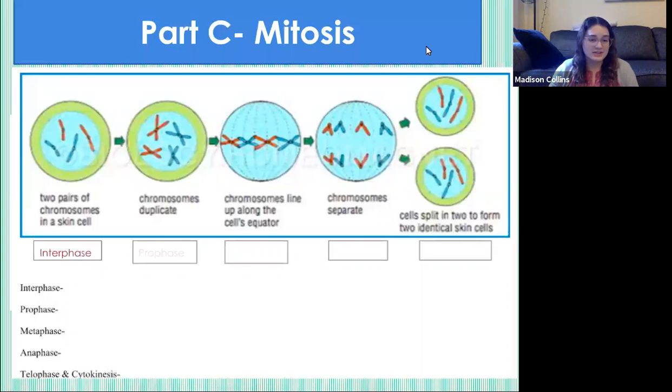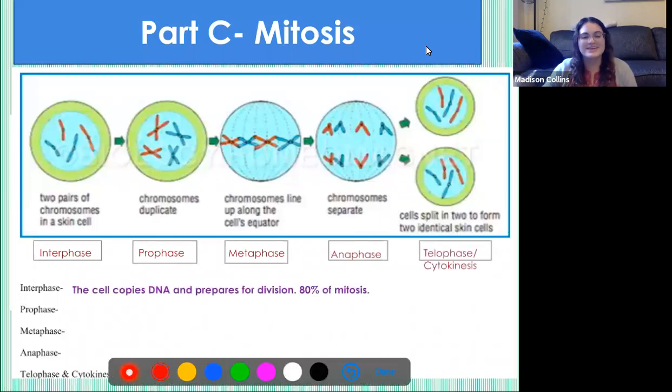So this very first step of mitosis is something called interphase. And during interphase, this is basically just preparation for the road ahead. So nothing too crazy happens yet. During interphase, the cell is just getting ready to divide. So during this stage, the cell copies its DNA and prepares for division. And this is actually 80% of the cell cycle. So most of the time is spent in interphase, just getting ready for the journey ahead, making sure everything is copied correctly and ready to go.